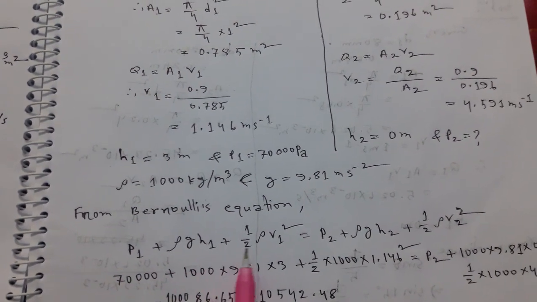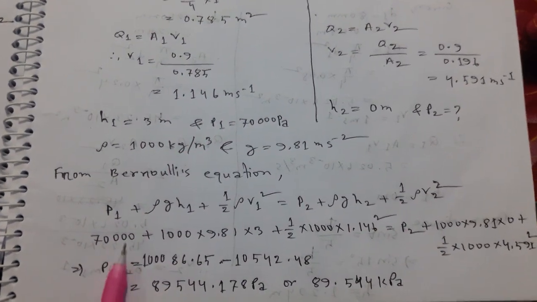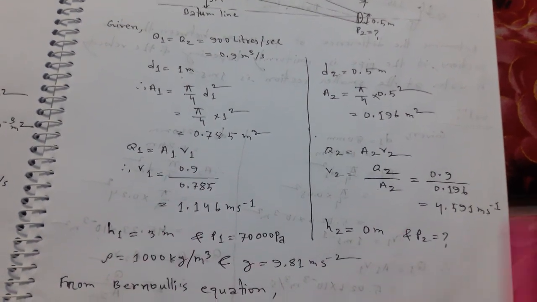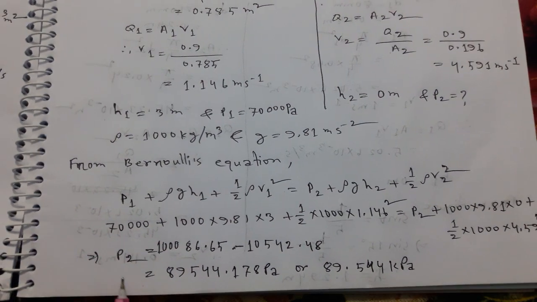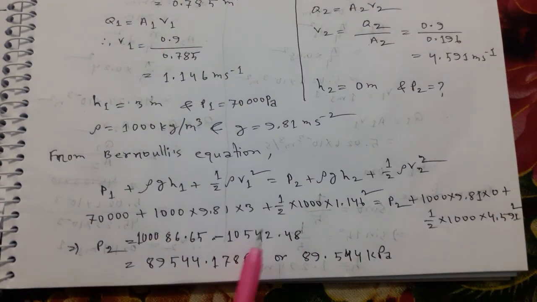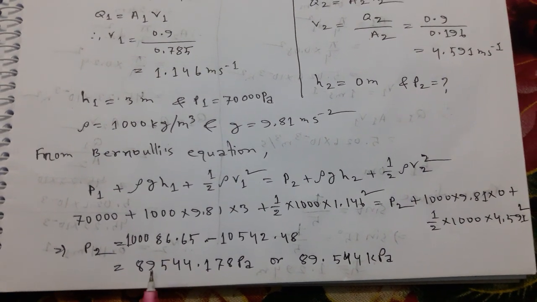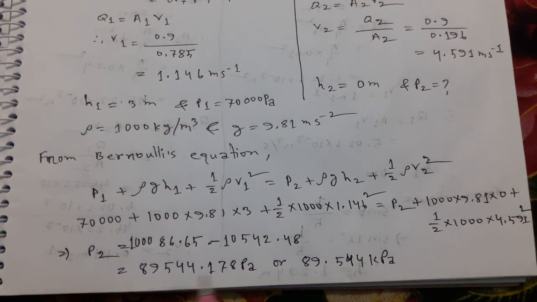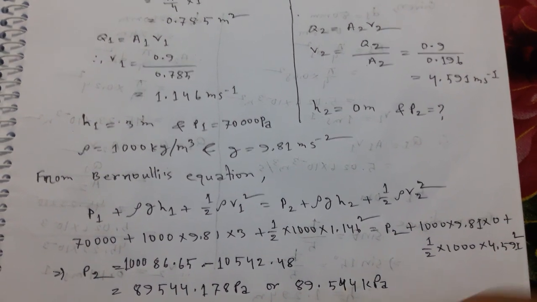From Bernoulli's equation we know P1 plus rho g h1 plus half rho v1 square is equal to P2 plus rho g h2 plus half rho v2 square. Then just put in the values of the given data, and we can easily get the value of P2. P2 is 89,544.178 pascal, and in kilopascal, just divide by 1000. Very simple. I hope you understand.